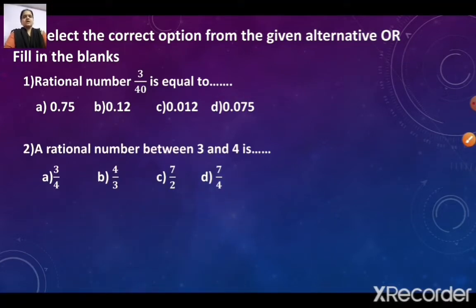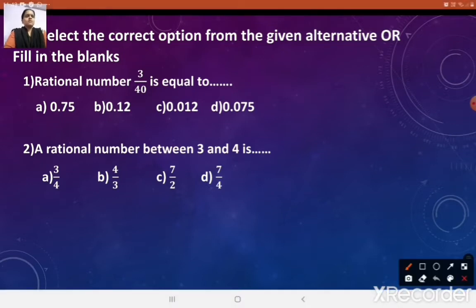Can we start with the next sum now? Second sum: a rational number between 3 and 4. So 3 and 4 are rational numbers, or we can say whole numbers also. But in between that, which rational number will lie? So how to identify this? We will go in a reverse way. We will see the options. Each option, convert it into decimal form and check which number will lie in between 3 and 4.